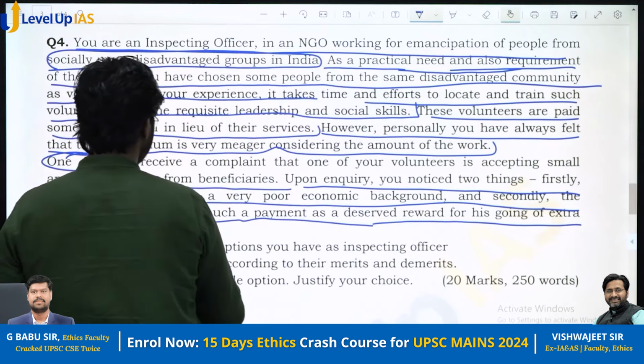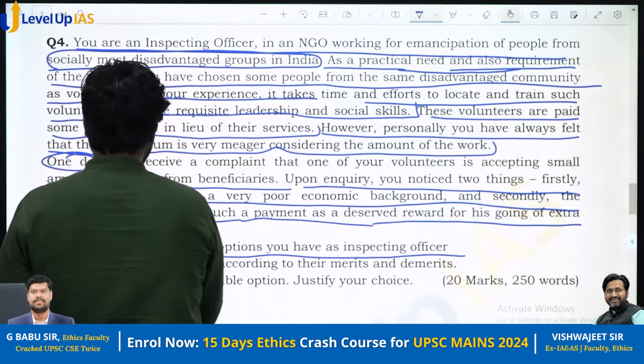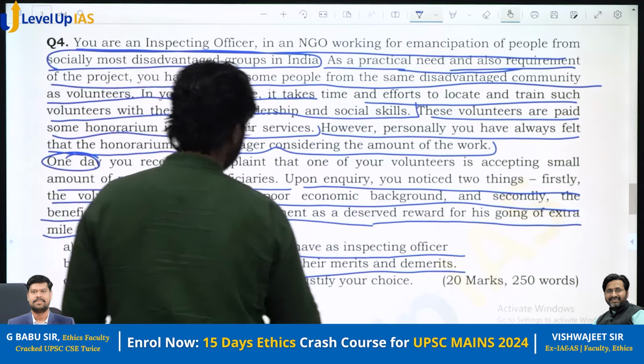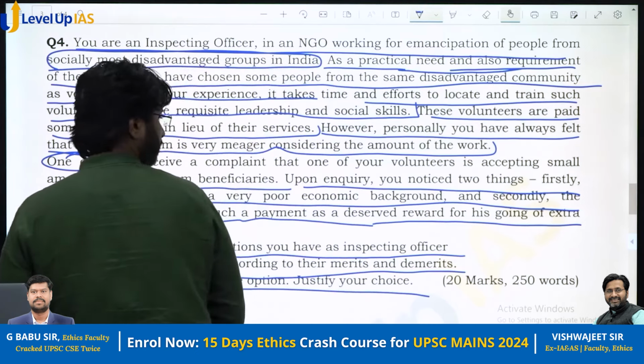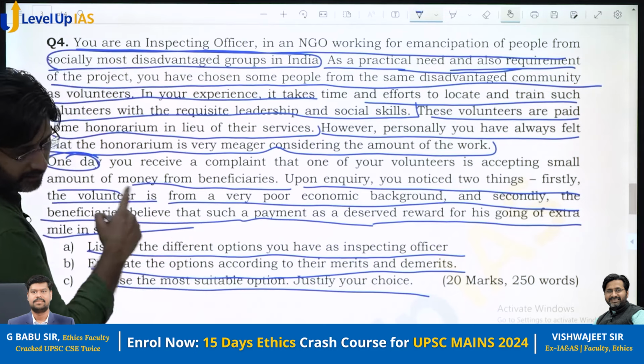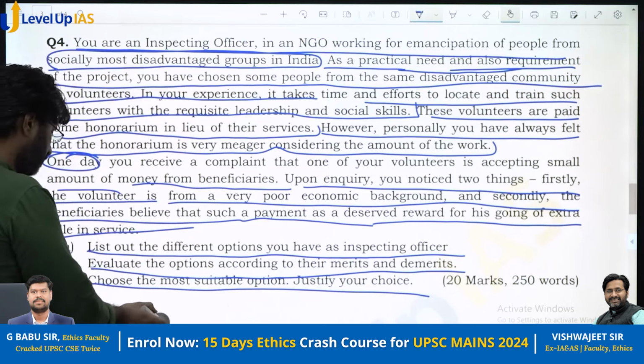Now, list out the different options you have as inspecting officer, evaluate each option according to its merits and demerits, and choose the most suitable option and justify. It is a straightforward question. As far as the questions are concerned, it's very straightforward, but when it comes to writing answers, there will be many things to be covered.